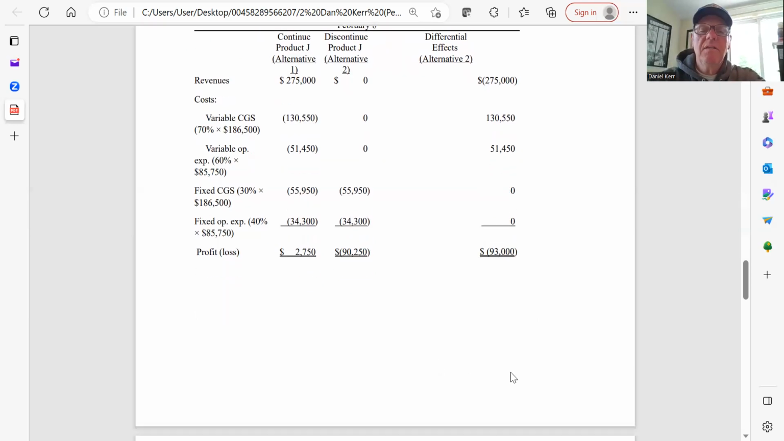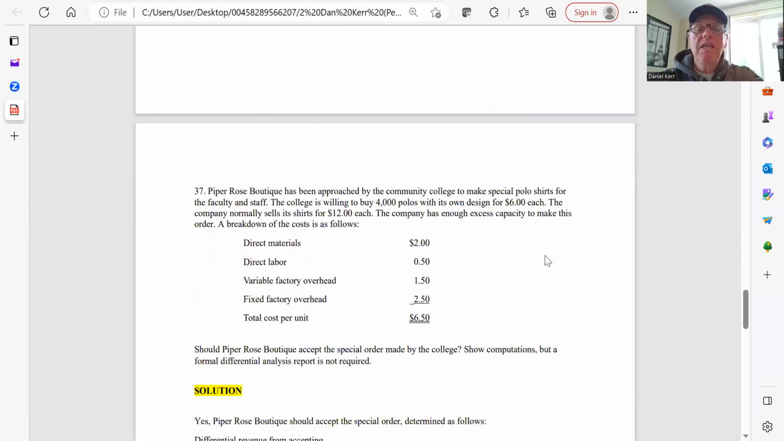37 was the special order here. A couple of you made the same mistake here. You assumed that the unit cost was $6.50. So therefore, if they took an order at $6, they would be losing 50 cents on each unit, so they shouldn't take the special order. Okay? But you missed this line here: the company has enough excess capacity to make this order.